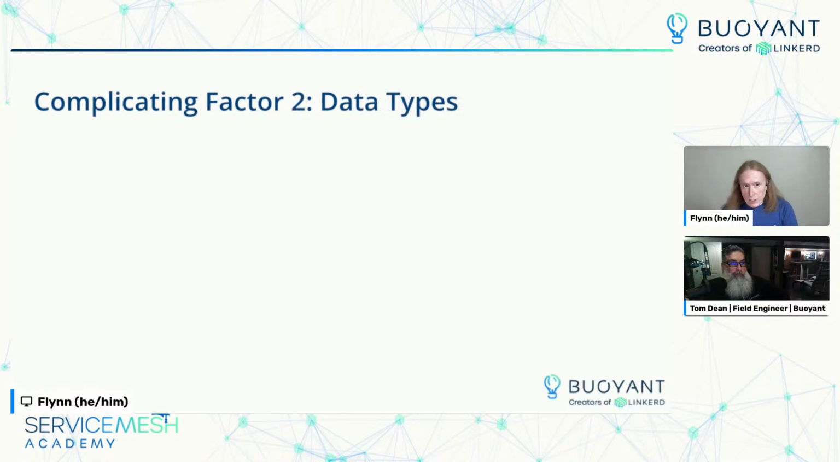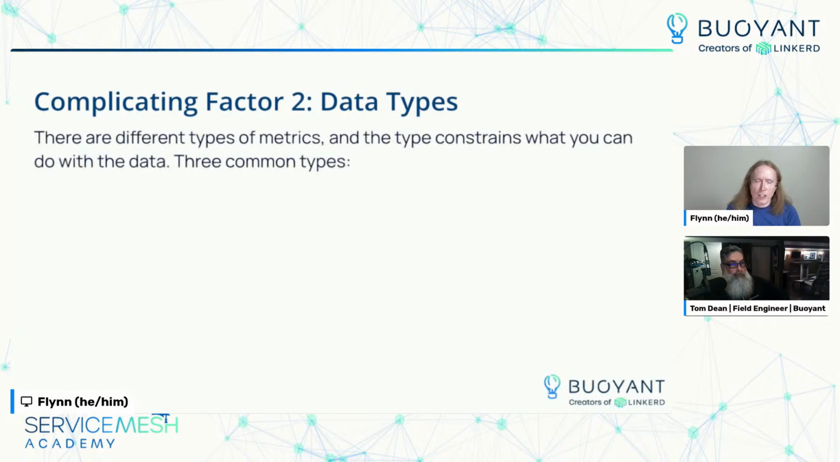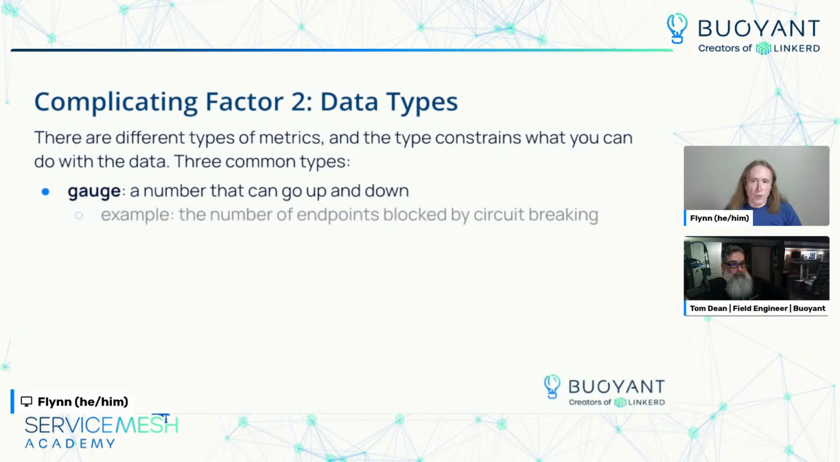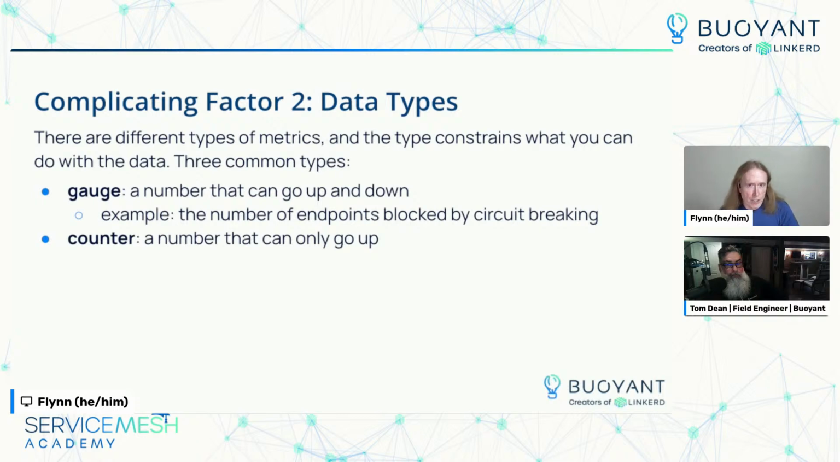Complication number 2: time series databases have special data types. I'm not talking about int and float and things like that. We have a gauge, which is a metric where the number can go up and down. For example, the number of endpoints that are currently blocked by circuit breaking. You would expect this to be 0, then a circuit breaker opens and you would expect it to go up, and then things get happier and the circuit breaker closes again and you want to see it go back down, right? That is in contrast to a counter.